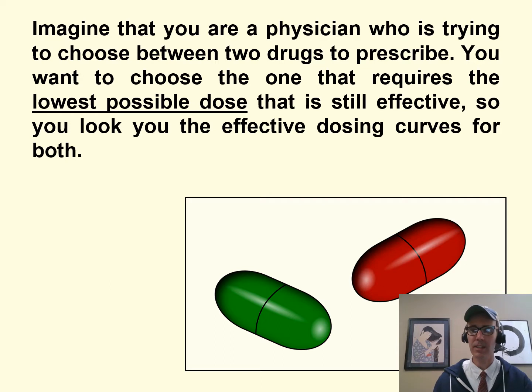This is one of those opportunities for you to practice. Imagine that you're a physician who's trying to choose between two drugs to prescribe. You want to choose the one that will require the lowest possible dose that is still effective. So you look at the effective dosing curves for both of those drugs. You open up your pharmacology manual, your desk reference, and you compare the effective dosing curve for the green pill to the effective dosing curve for the red pill.